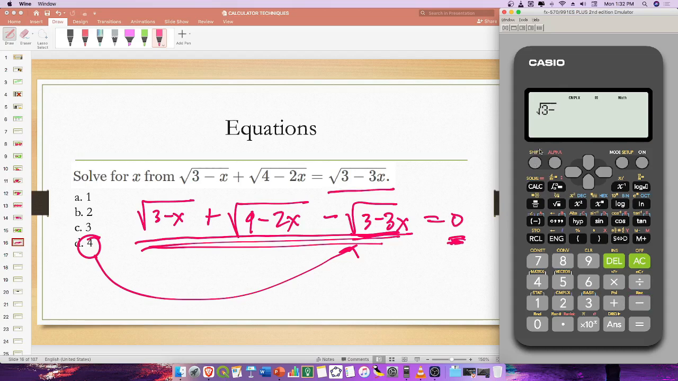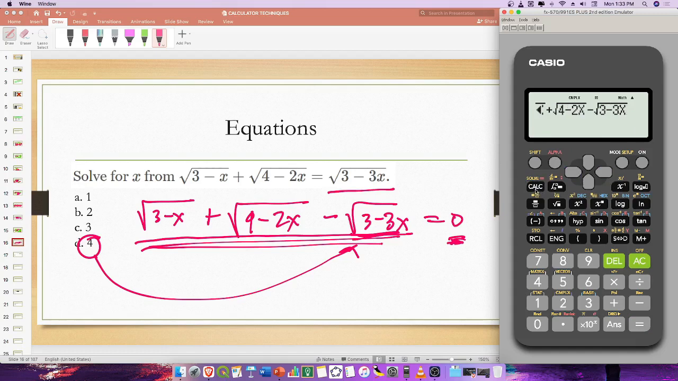3 minus x. Take note, I am not using shift solve. Later on, I will show you why shift solve is not advisable here. Shift solve is not the answer for all problems. It is time consuming. Now we have the correct expression in complex mode. Now we can use 4 as the value of x, and the result is 0, right?